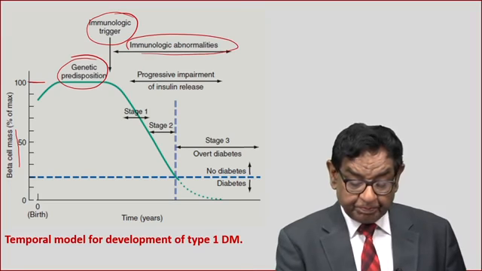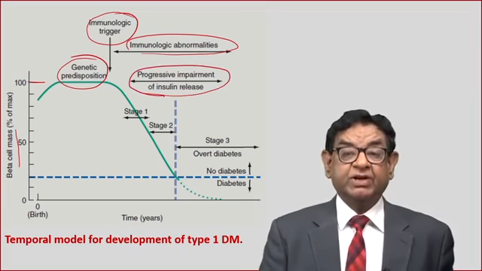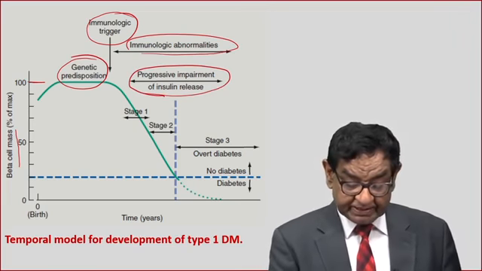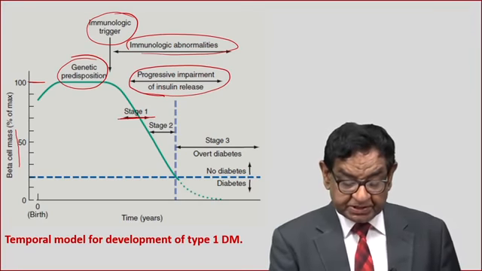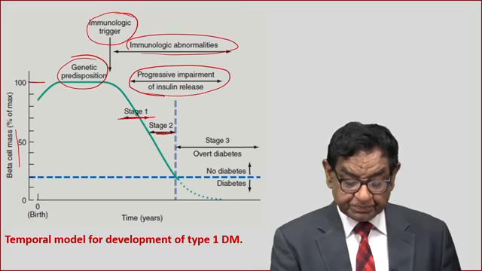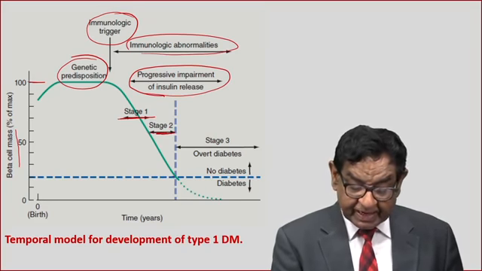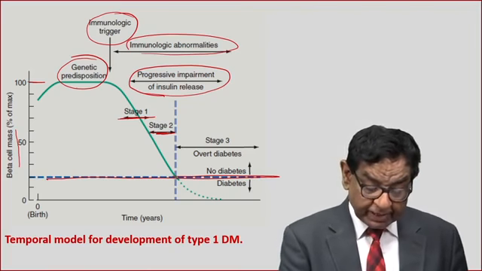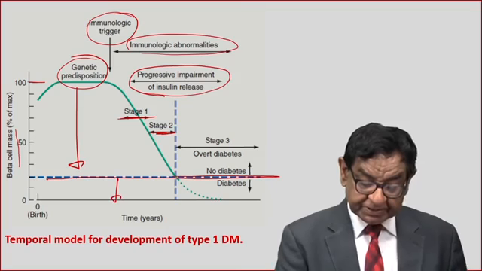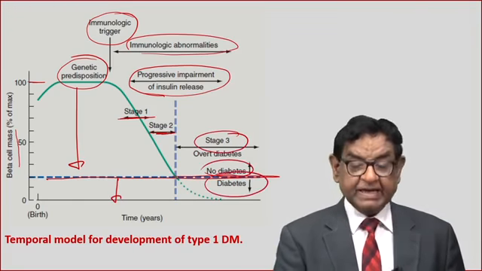That leads to progressive destruction of beta cells, and that leads to progressive impairment of insulin release, and this comes to stage 1. More destruction, stage 2, and finally stage 3, that is, diabetes is there. Up to this no diabetes, but here diabetes is there, and this is stage 3. No diabetes and diabetes.